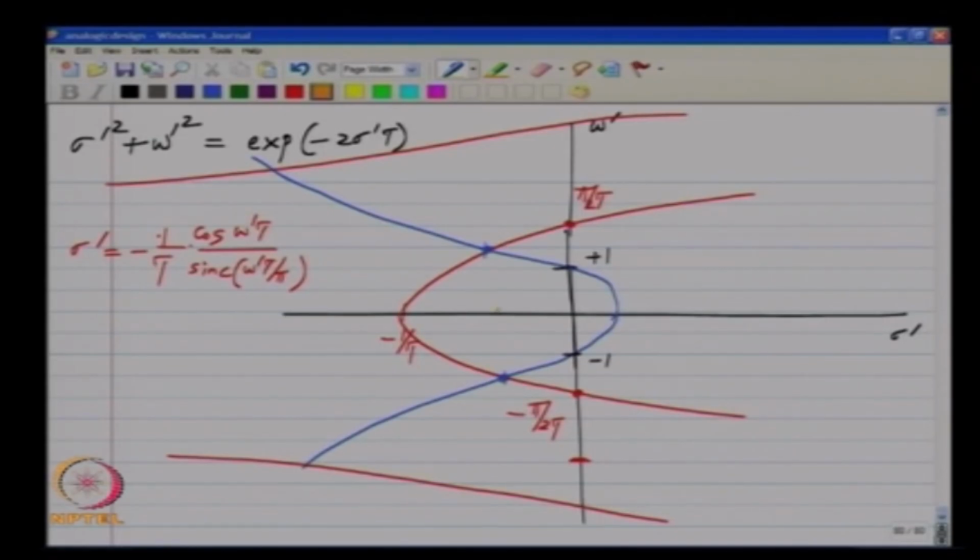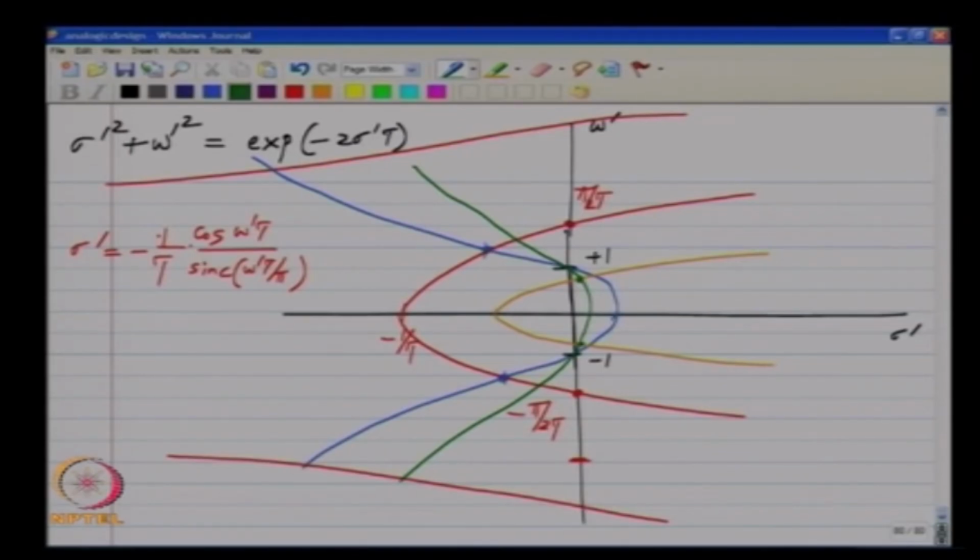The point of intersection may be in the right half plane. Okay. For a larger value of tau, the blue curve also changes to this green curve, but it always passes through plus 1 and minus 1. Okay. So, there is a certain value of tau beyond which the intersection happens on the right side of the curve for sigma prime greater than 0, and we know that for sigma prime greater than 0, the solution does not decay to 0, but it blows up exponentially. So, which means that the system is unstable.